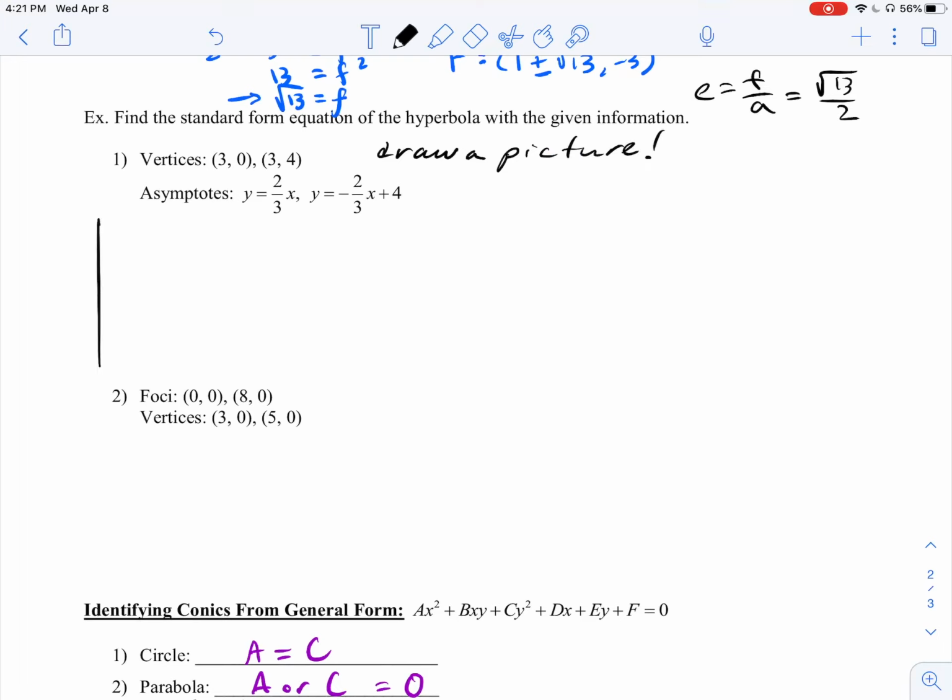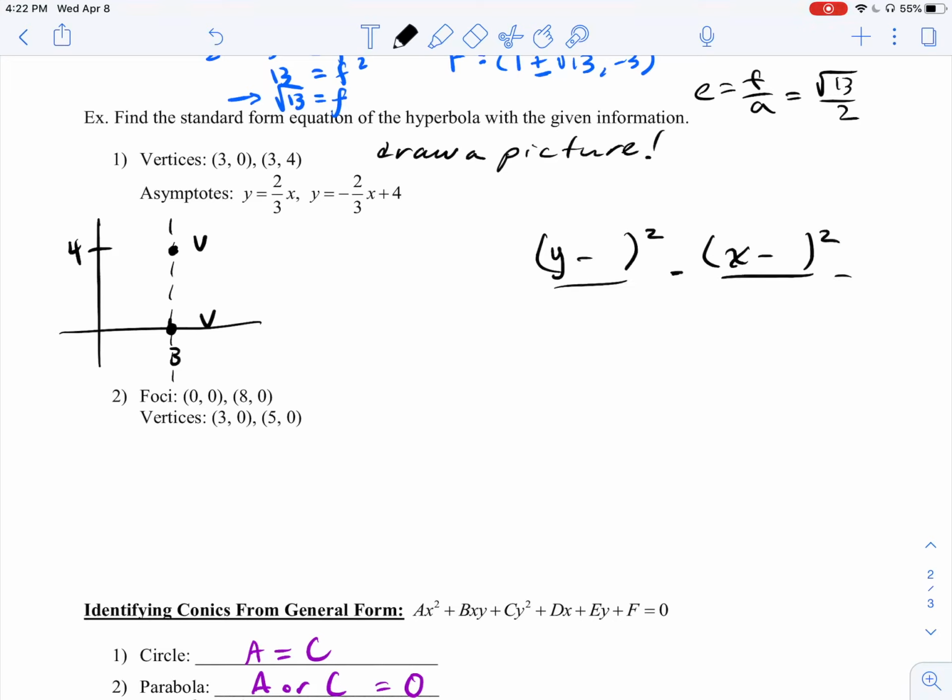This is not mandatory. You don't have to. I would never grade your picture, but this is just really to help ourselves see how everything is situated. So if we got one vertex at 3, 0, and another vertex at 3, 4, that already is huge because this already tells us that our transverse axis is going to be vertical, which means right away I can start writing out my standard form equation. I know my y term is going to be positive and my x term is negative. And I know my right side is always equal to 1 for a hyperbola. So just those 2 points already give me that much information.